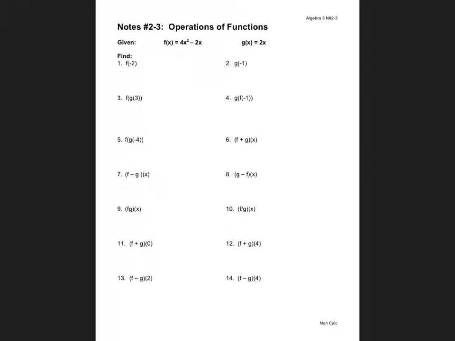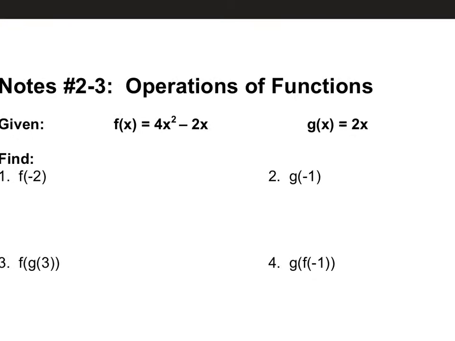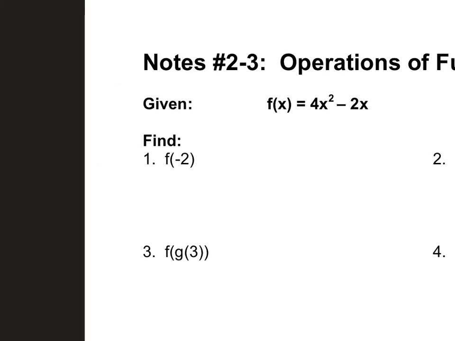So this first thing, it gives us two functions. It gives us f of x is 4x squared minus 2x, and g of x is equal to 2x, and it wants us to perform the following operations. It says f of negative 2 on number 1. Well, that means we're going to use the function that uses f, and instead of x, we're going to plug in negative 2.